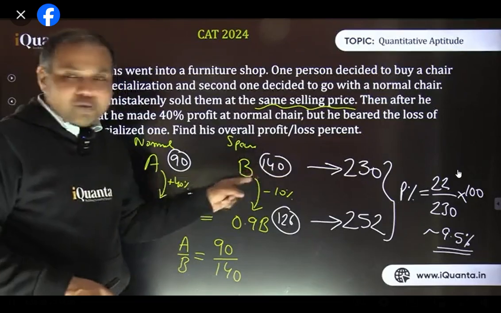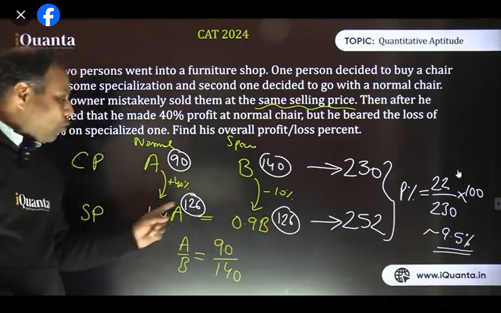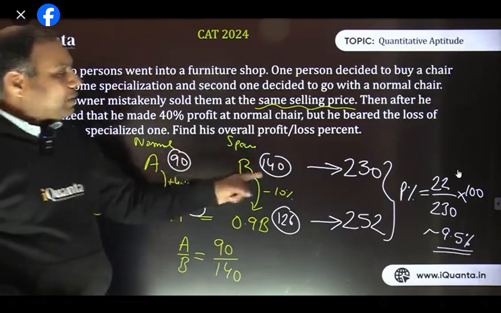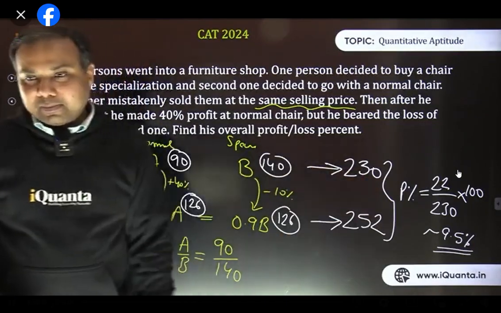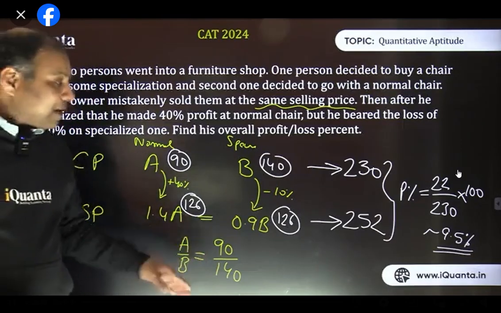Same way here, if 140 is the cost price, then 10% would be 14. If I reduce 14, it becomes 126, right? So total selling price 126 plus 126, 252, and total cost price 90 plus 140, 230. Now the rest part is very simple. That makes it 15 R square.